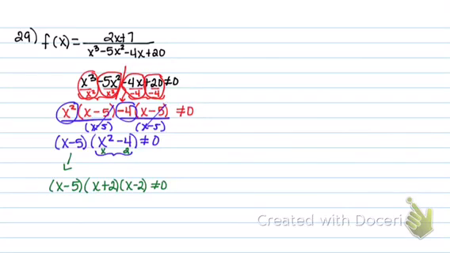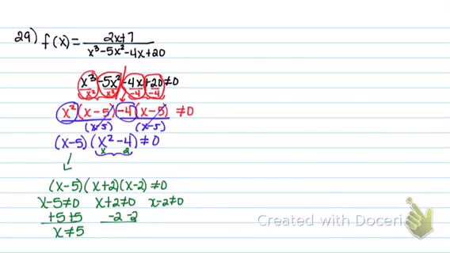You cannot. So we're going to set each of those factors individually not equal to 0. So x minus 5 cannot equal 0. x plus 2 cannot equal 0. And x minus 2 cannot equal 0. So we're going to move the 5 over. And so x cannot equal 5. Subtract the 2. So x cannot equal negative 2. And add the 2. So x cannot equal positive 2.